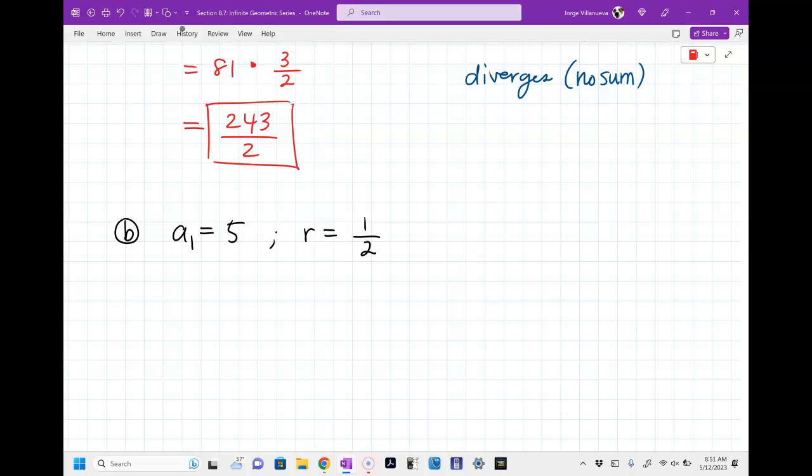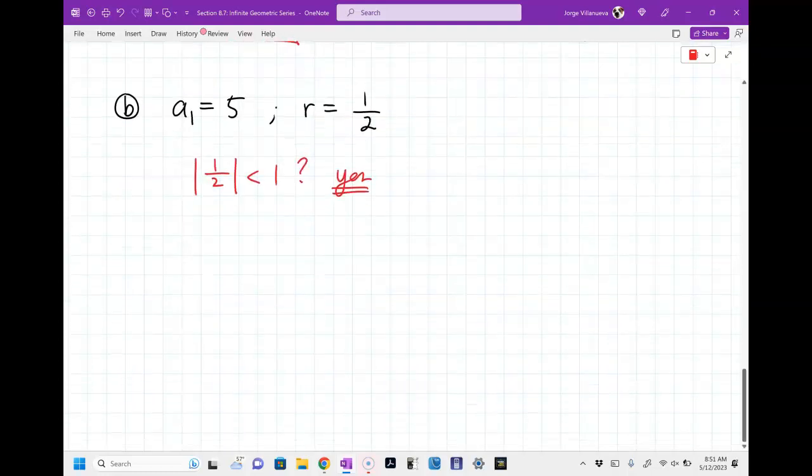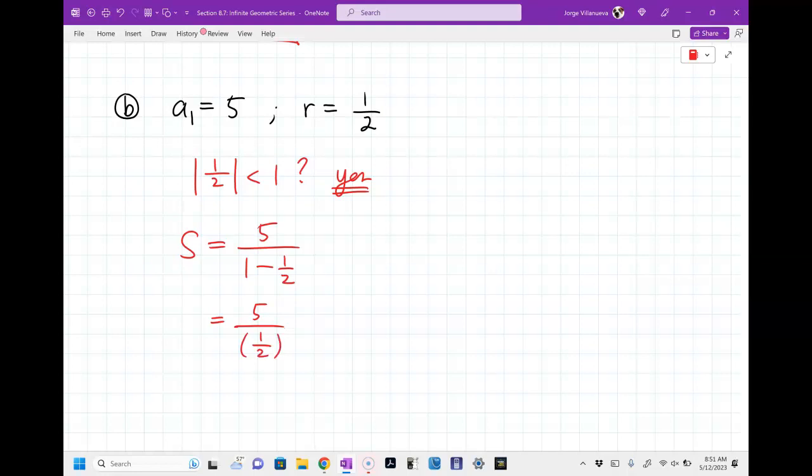So there are going to be 6 problems where they're just going to give you that straight up. We know that my R value is 1/2. Is it true that the absolute value of 1/2 is less than 1? Yes. So that means I can do the work. So S is equal to A sub 1, which is 5, over 1 minus 1/2. Well, 1 minus 1/2 is 1/2, so that's 5 over 1/2, which comes out to 10. And there's your answer.